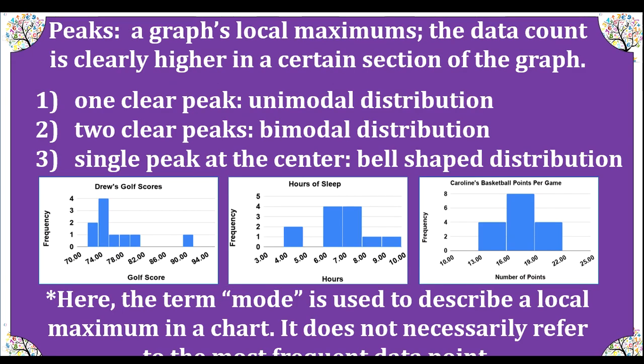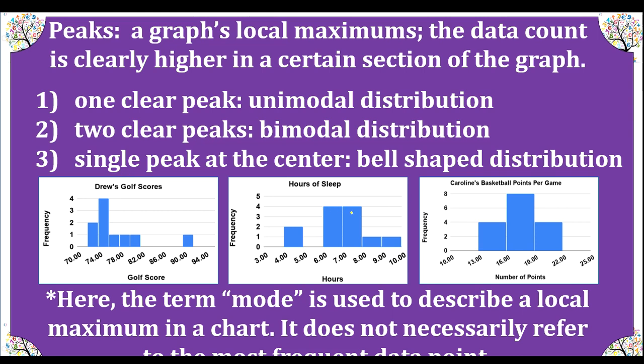Remember again, at any point you need to pause the video, pause it, and get these in your notes. So peaks are a graph's local maximums. The data count is clearly higher in a certain section. So let's go through a few possibilities. Like you can see here in graph 1, there is 1 clear peak. So we call that unimodal, one mode.